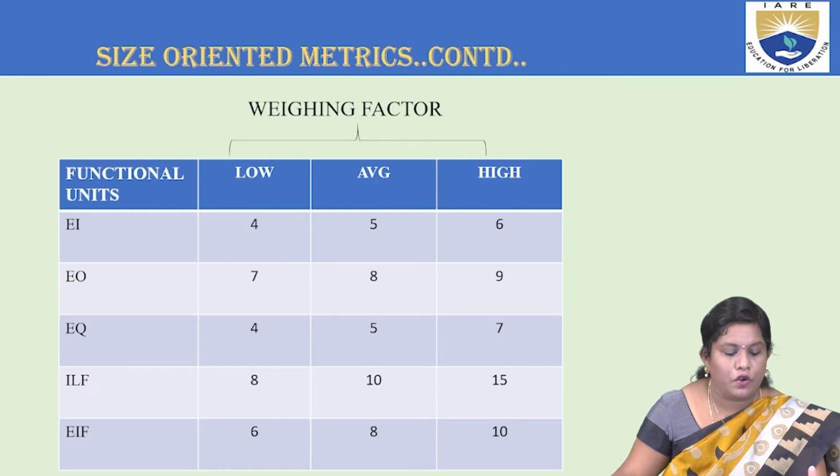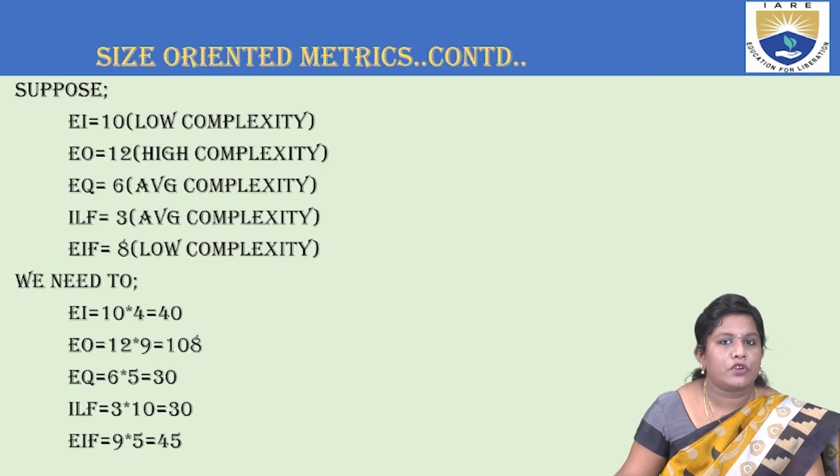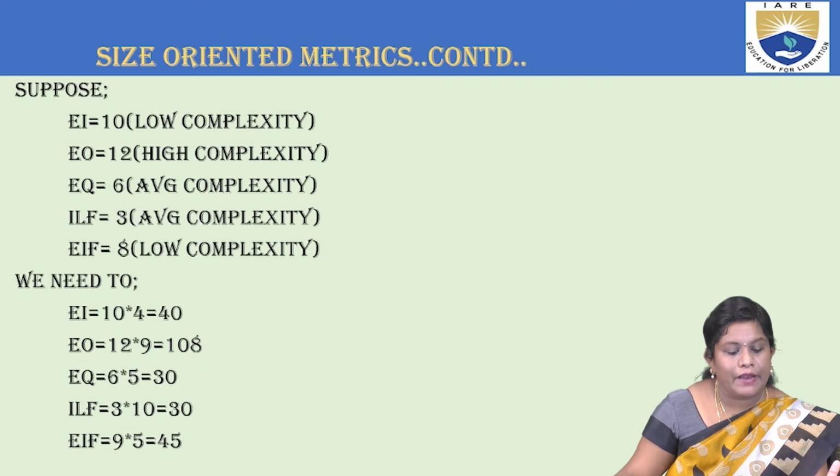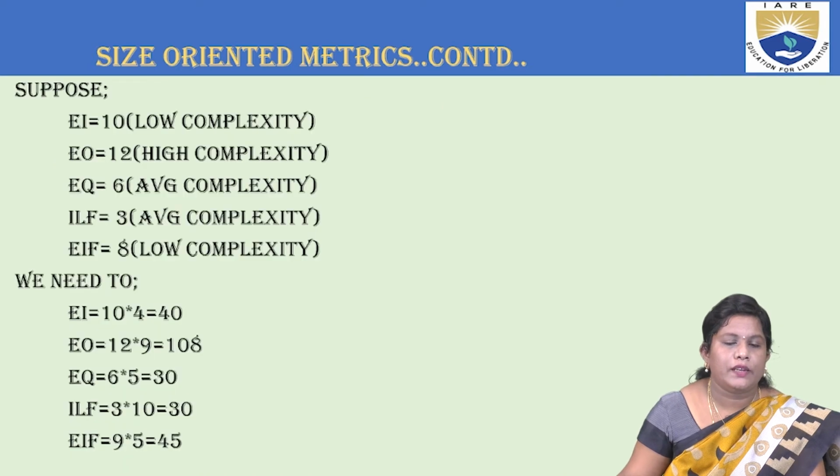So, what is 6 of average in EQ? It is the value 5. So, I write 6 cross 5, which is 30. Then I have ILF, which is 3 of average complexity. What is the average complexity of ILF? It is 10. So, 3 of 10 is 30.